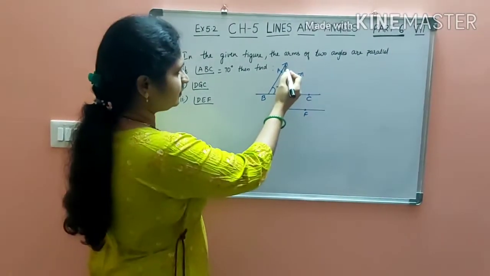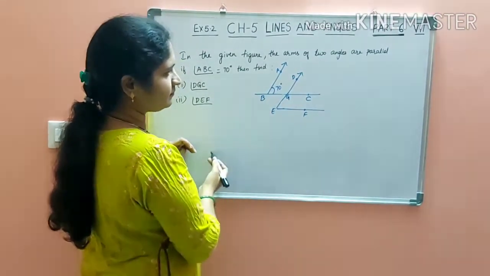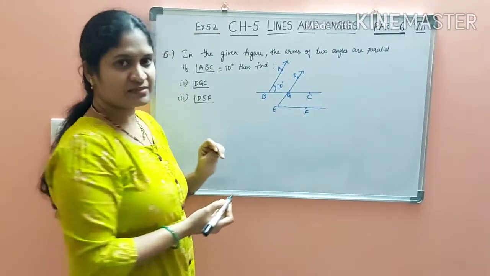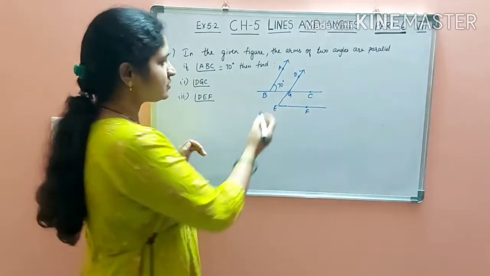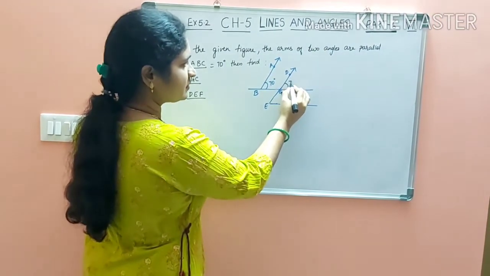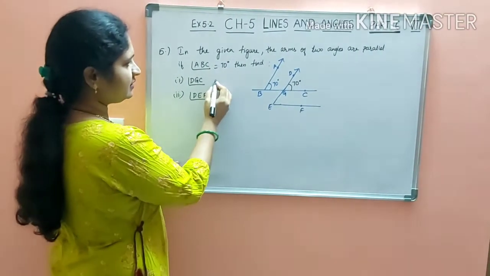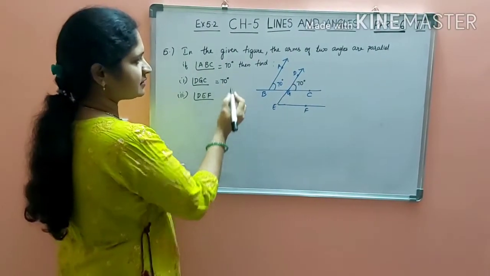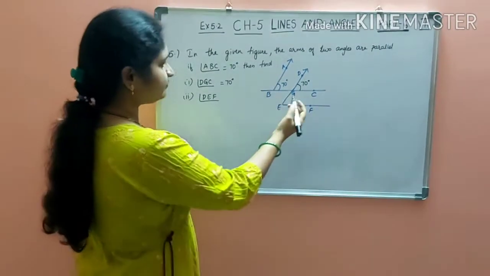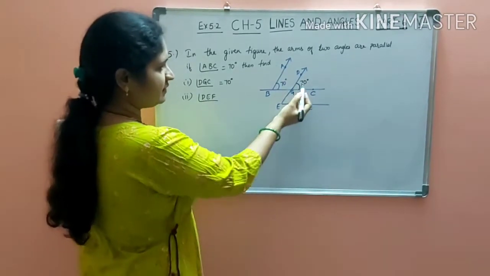Children, if this line and this line are parallel, this is the transversal. One is inside, one is outside. Corresponding angles are equal here. So 70 degrees and so this also will become 70 degrees. So angle DGC is equal to 70 degrees since corresponding angles are equal here. Again, angle DGC is 70 degrees here.